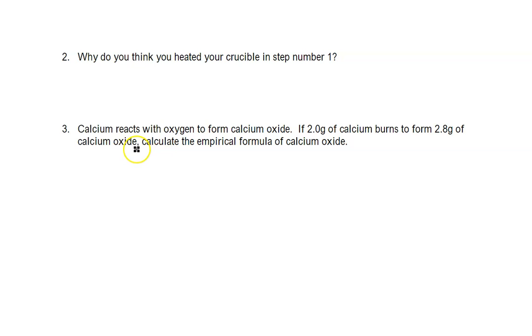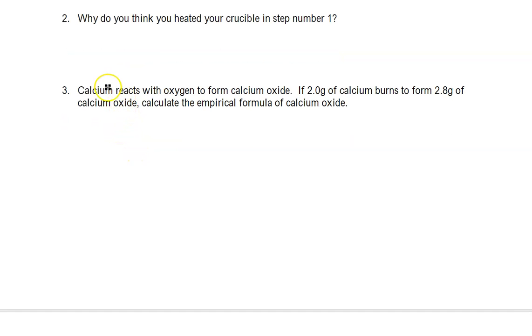Before we get to the rest of the procedure, number three is a little practice calculation for you. So calcium reacts with oxygen to form calcium oxide. 2 grams of calcium burns to form 2.8 grams of calcium oxide. Calculate the empirical formula of the calcium oxide. So what we really have here is calcium plus the oxygen in the air, and that is going to produce some calcium oxygen product, right? And we pretty much know what it is from our nomenclature unit, but it's Ca something O something.